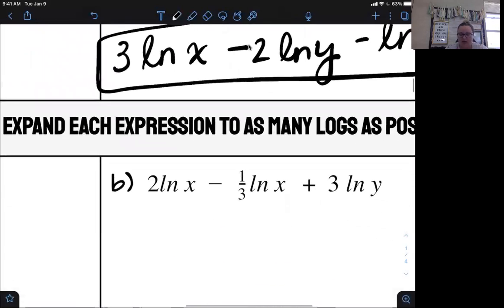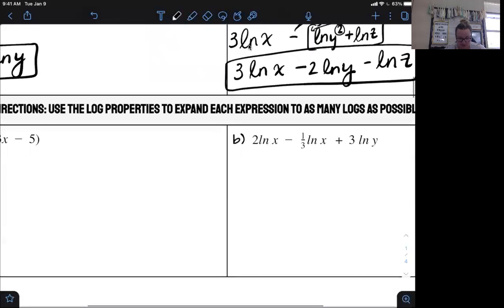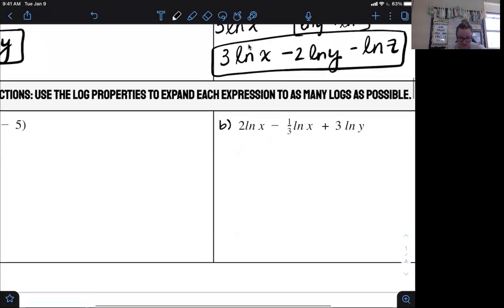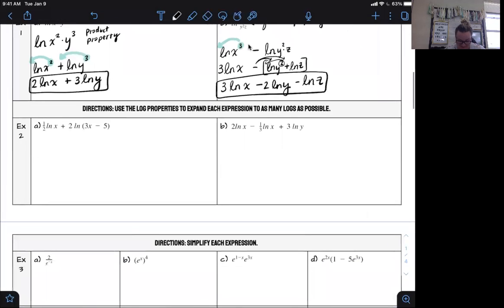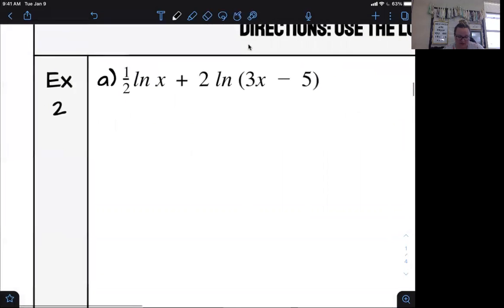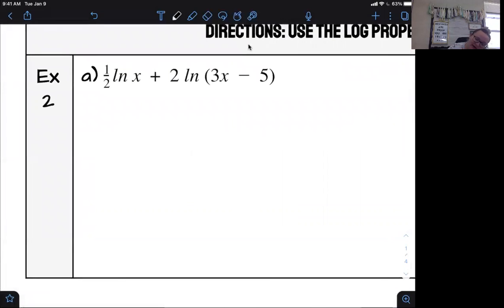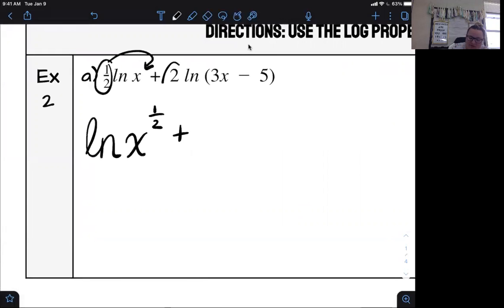All right. Now we want to take this, and my directions are incorrect. We want to use the log properties to actually condense all of these logs into only one log. So 1/2 times the natural log of x plus 2 times the natural log of 3x minus 5. The first thing I'm going to do is bring this 1/2 back into the log as an exponent. I'm going to bring this 2 back into the log as an exponent.